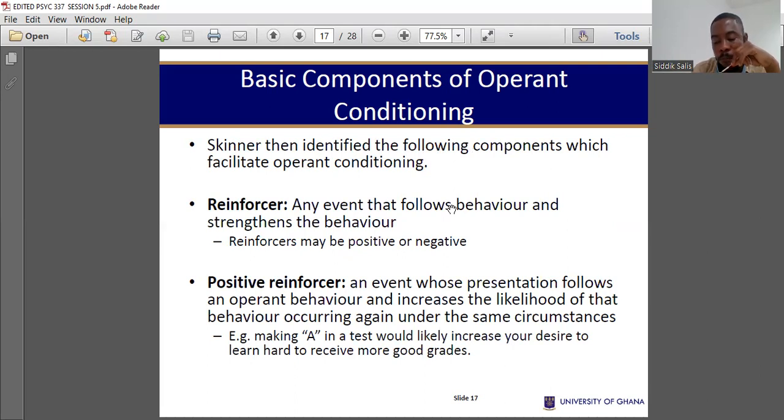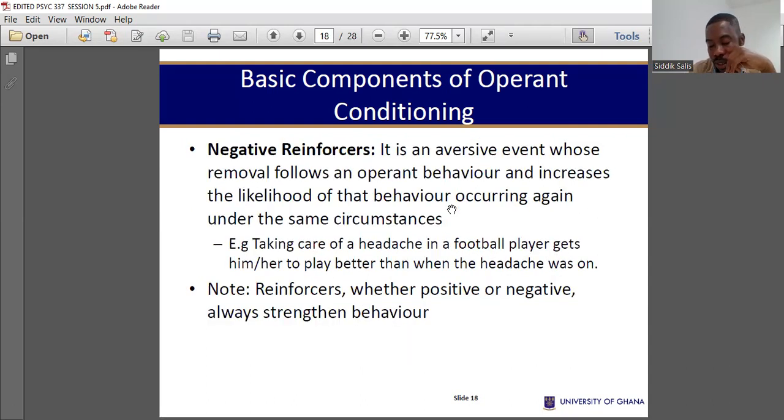So what do we mean? We mean to give or add something to the person. Such as the person scores good marks or writes well, then you give the person some grades, or you promote the person, or you give the person chocolate. All these things are additions to the person's life. So that's positive reinforcers. Negative reinforcers, understand it to be mathematical. Negative means to take away.